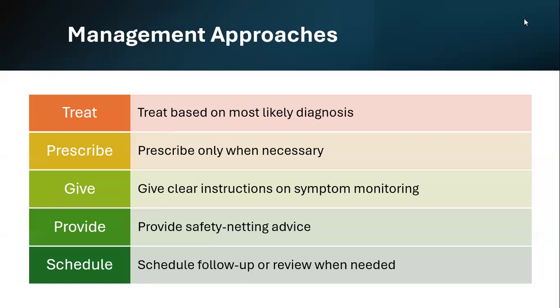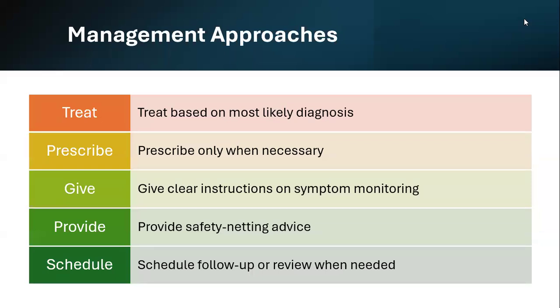And for the management approaches of acute illnesses, you have to treat based on the most likely diagnosis. Sometimes you might not be able to confirm the diagnosis when it comes to acute illness, but you will have to consider the most likely diagnosis. And also prescribe only when necessary. Sometimes the medications may not be necessary, and reassurance and probably giving some symptomatic relief for the patient may be the only thing needed at that moment.